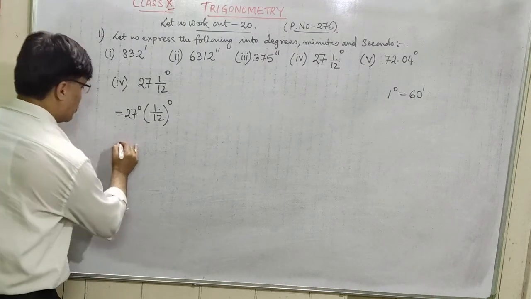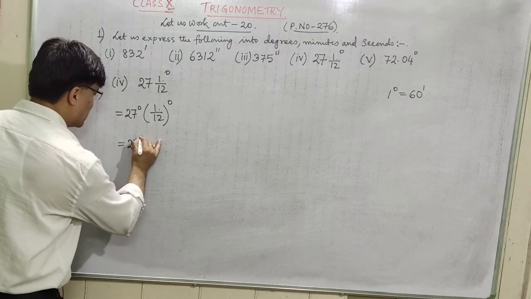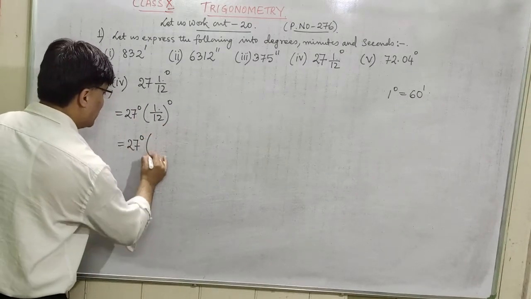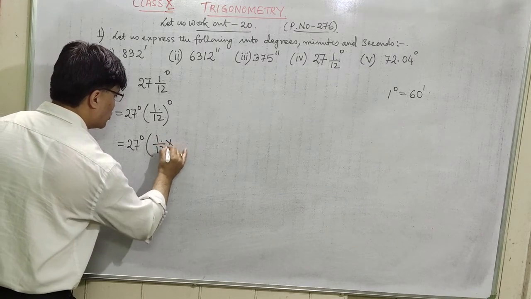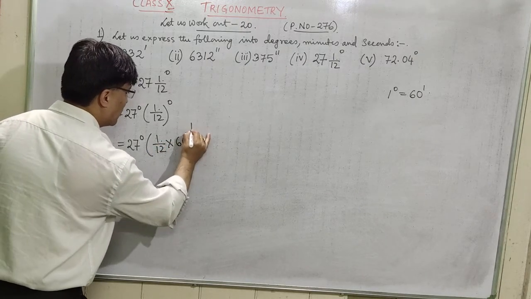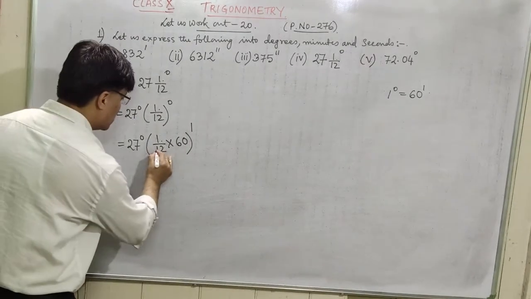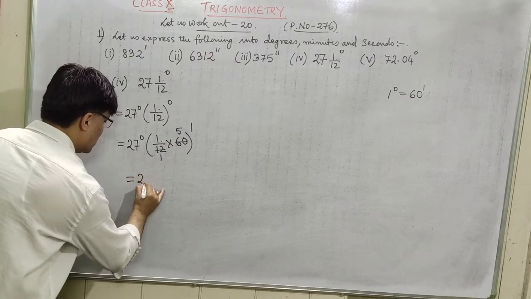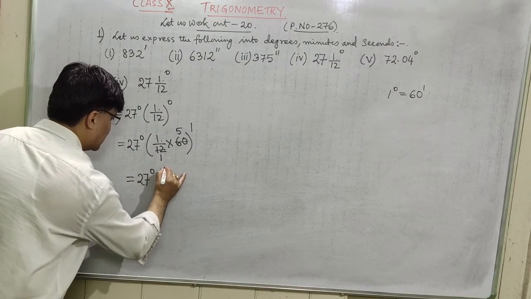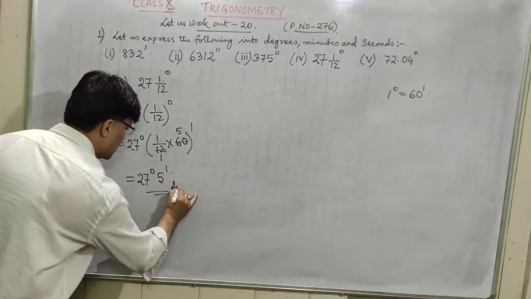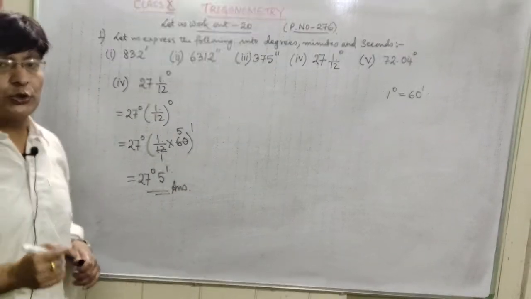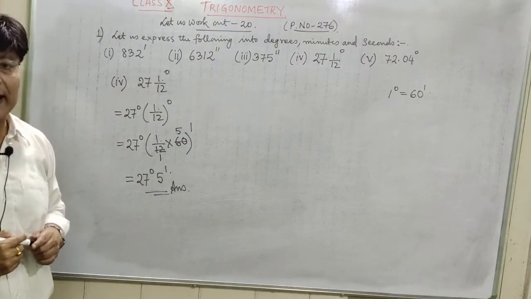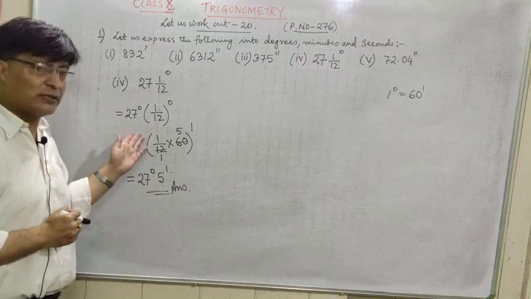So which is equal to 27 degree, keep it as it is. Now this 1/12 degree should be converted into minutes, so it should be multiplied by 60. 12 ones are 12, 12 fives are 60, which is equal to 27 degree and 5 minutes. So this is the answer. We have converted 27 1/12 degree in terms of degree and minutes. I think you have understood number 4.